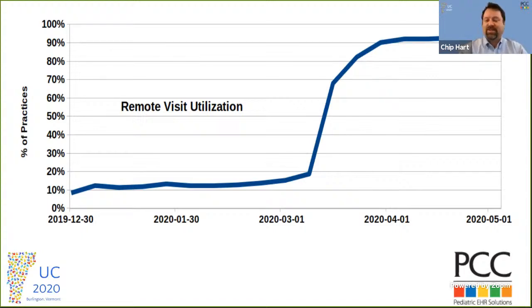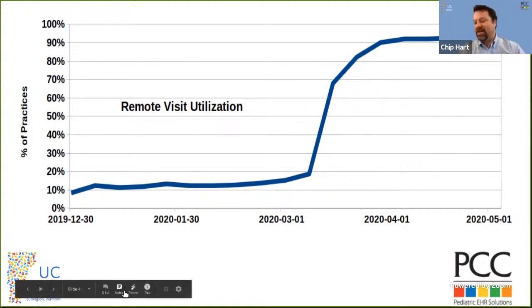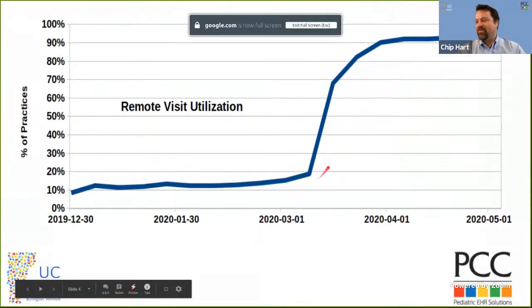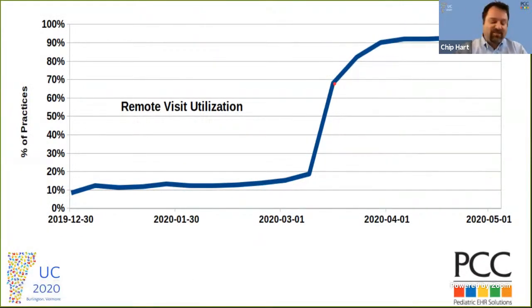That line goes, hold on, I can do it over here, I think. This line right here, I hit the wrong button. But this line right here, you can see this is almost a straight vertical line, and that's when COVID hit. Right now, PCC clients are hovering in the 90 to 92% range. What that means is 90 to 92% of you are using telemedicine. You're billing for telemedicine at least once a week.